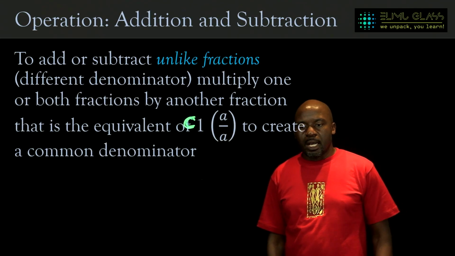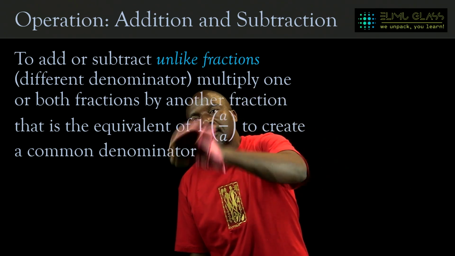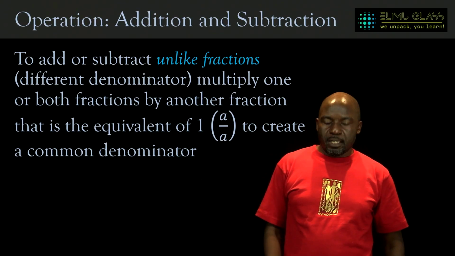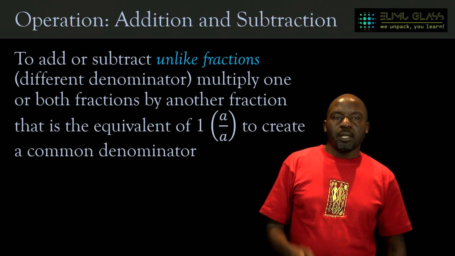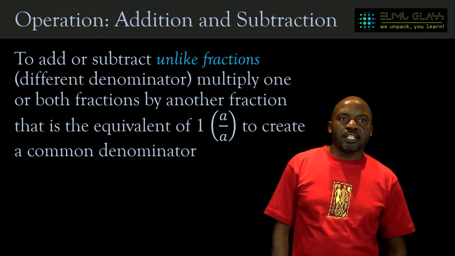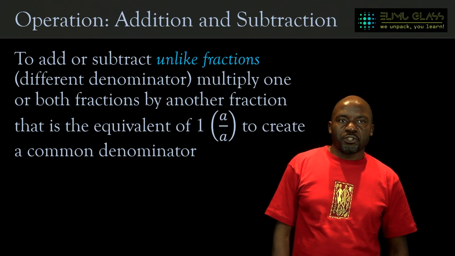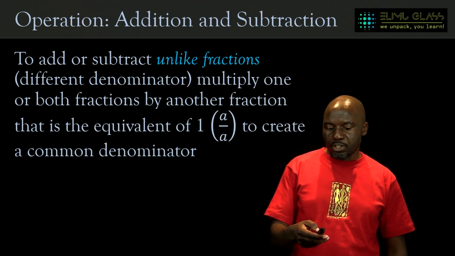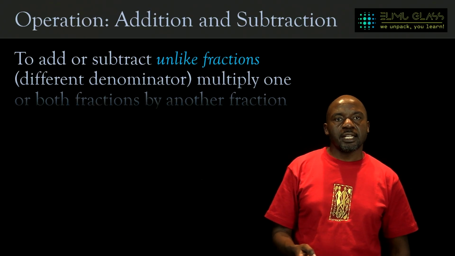On the other hand, if the two fractions we want to add are unlike, then the first thing we have to do is use the idea of unity, A over A, to ensure that the two fractions are like. So to add or subtract unlike fractions, multiply one or both fractions by another fraction that is the equivalent of 1 to create a common denominator. Sometimes understanding that is difficult, so we just look at an example.